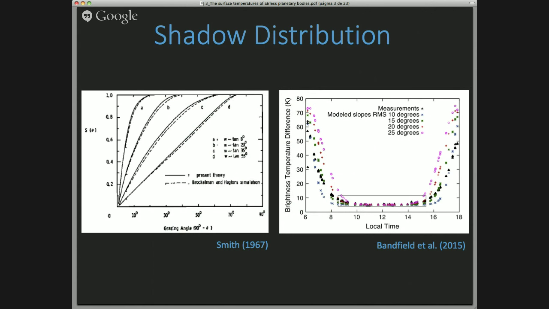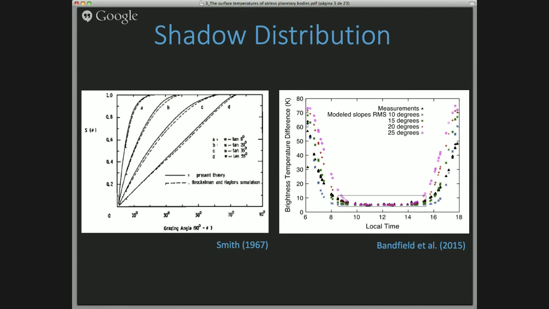Given the root mean square slope of the surface, you will get the portion of the surface which is shadowed, which is actually illuminated. This is called the shadow function. And Bandfield et al., of which Paul is a co-author, were able to go the other way around, to model the roughness of the surface using the temperatures. Paul already talked about it, and I won't be talking about it.